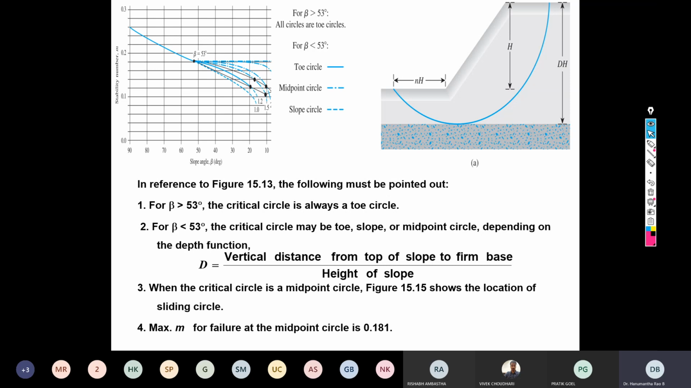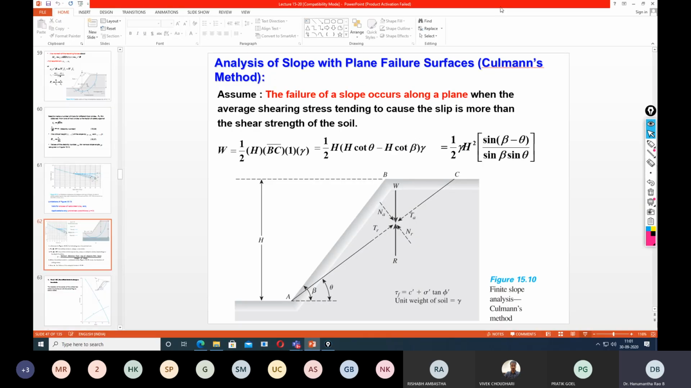With that intention, they try to determine another two parameters, called NH, N multiplied by H. This indicates at what distance from the toe the trial slip circle emerges. Similarly, we cannot encounter a single variety of... So I will stop here. Sorry, it's already 11 o'clock.